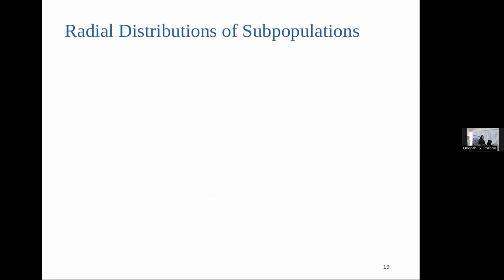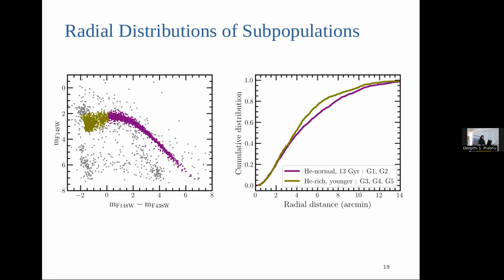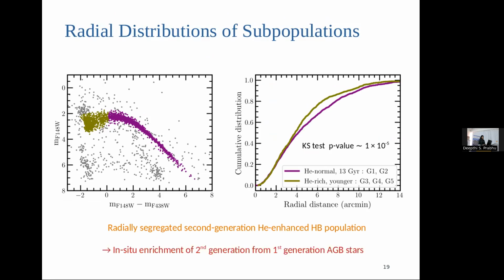We try to look at how these subpopulations are radially distributed within the cluster. And we divided the hottest HB stars and the cooler HB stars into two different subpopulations and looked at their radial distribution. We found that the second generation helium-enhanced stars, or the hottest subpopulations, are more centrally segregated compared to the cooler subpopulations. And this indicates an in situ enrichment of second generation helium-enhanced stars from first generation AGB stars.